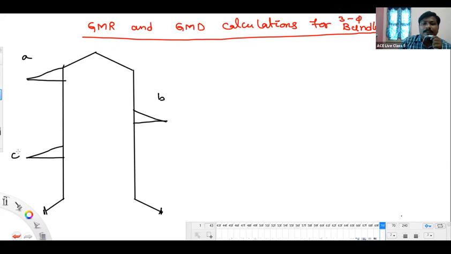Next, listen to me. In each phase, I'm keeping only two conductors. Phase A has A1, A2; phase B has B1, B2; phase C has C1, C2. Two conductors in phase A, like A1, A2. Two conductors in phase B, like B1, B2. Two conductors in phase C, like C1, C2.